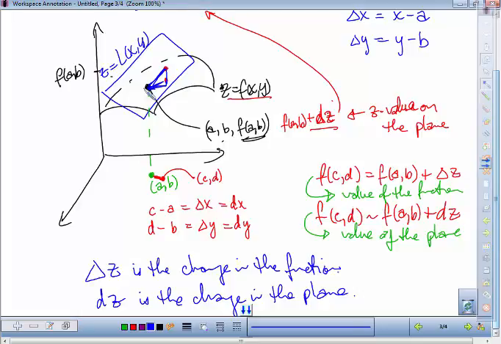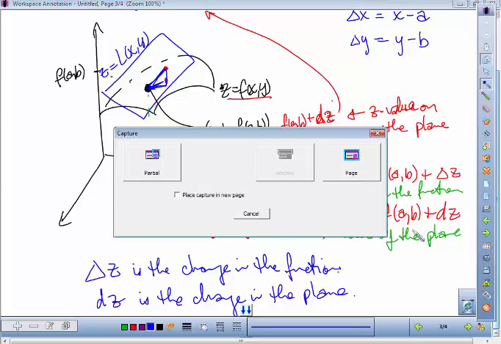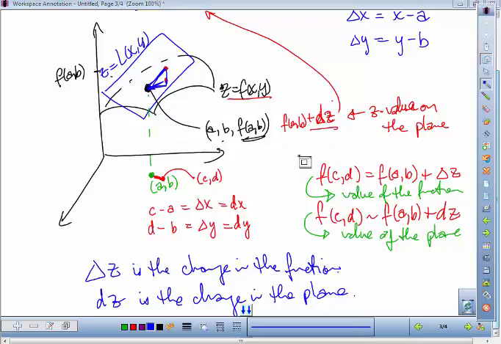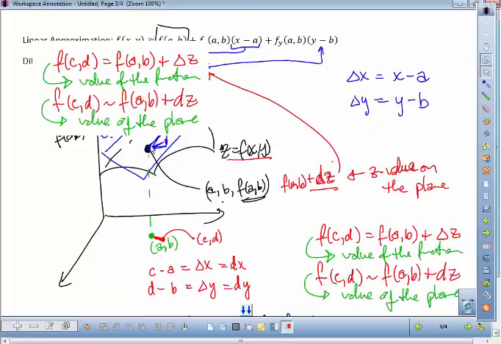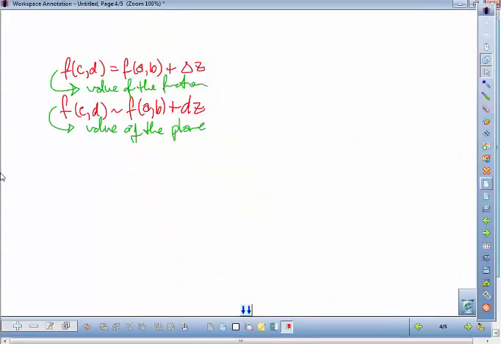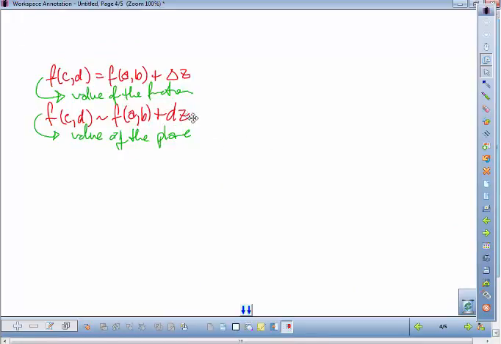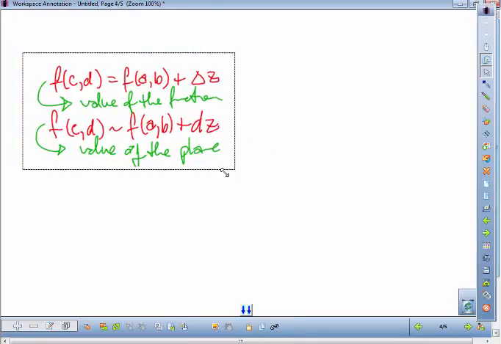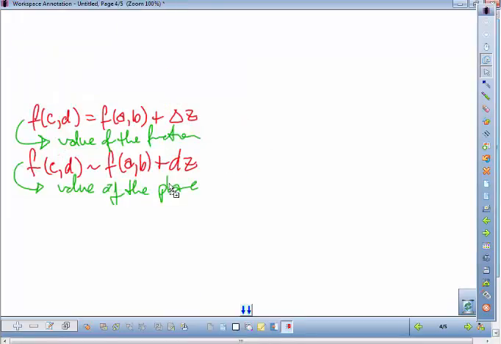Does that make sense? I actually want to take this just a step further and take a look at these two, because the problem that we didn't quite do exactly according to the instructions was finding the delta z and the dz.